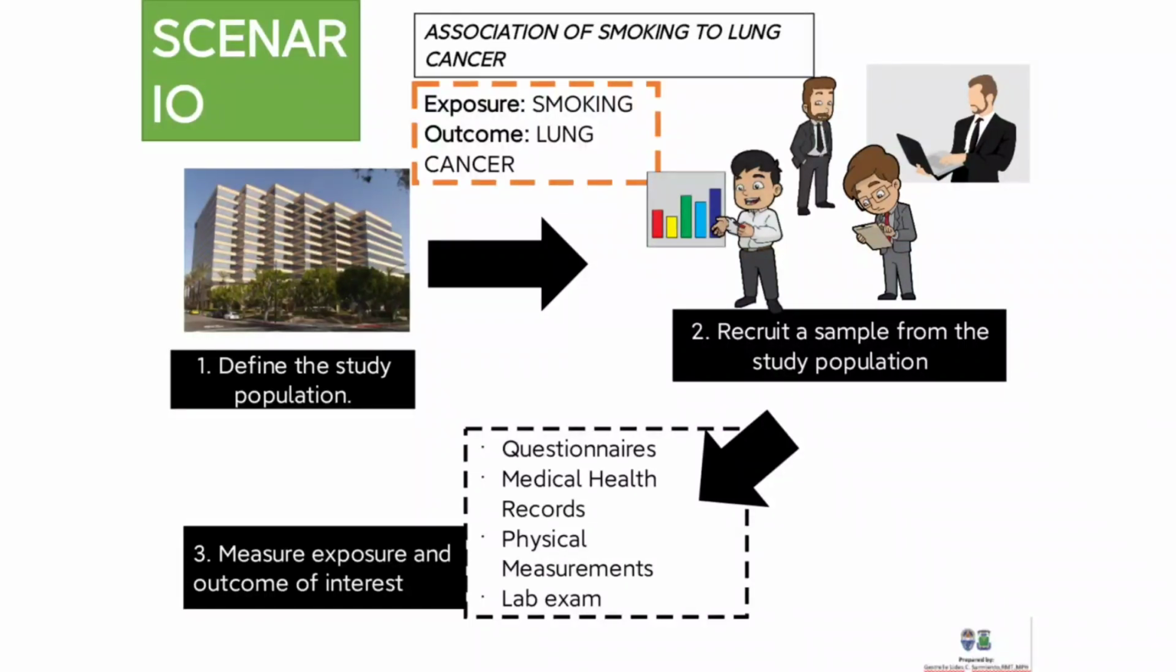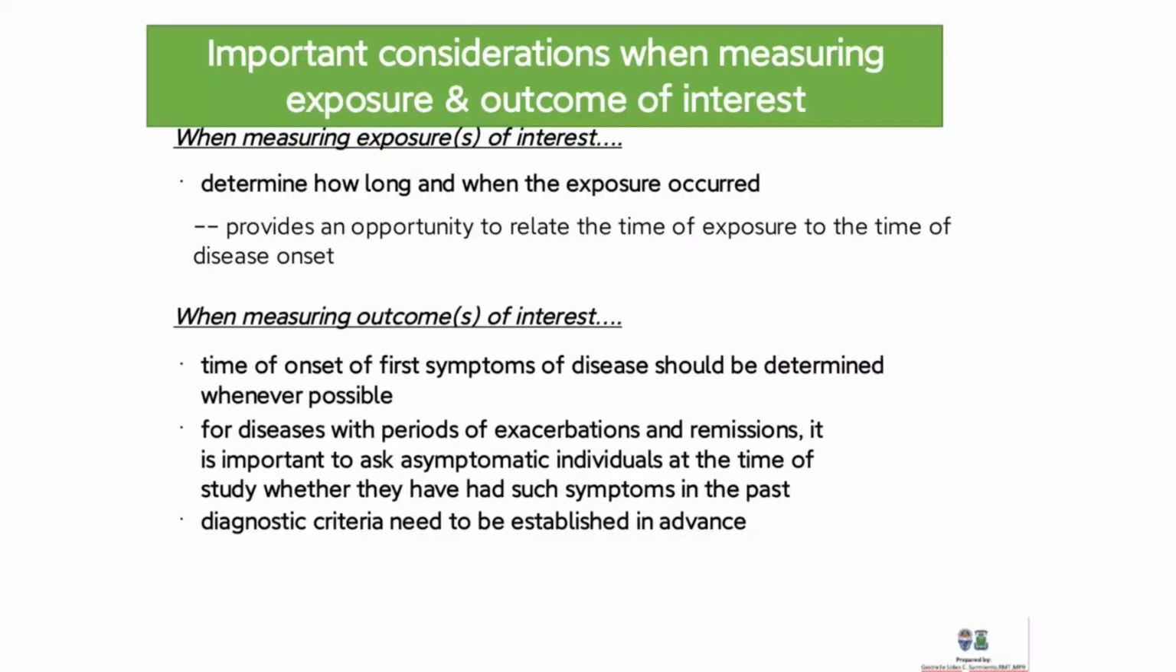Okay? To assess if they are really smokers or non-smokers, and if they have developed lung cancer or they are healthy. Okay? Now, these are the important considerations when measuring exposure and outcome of interest. So, when measuring exposures of interest, determine how long and when the exposure occurred.